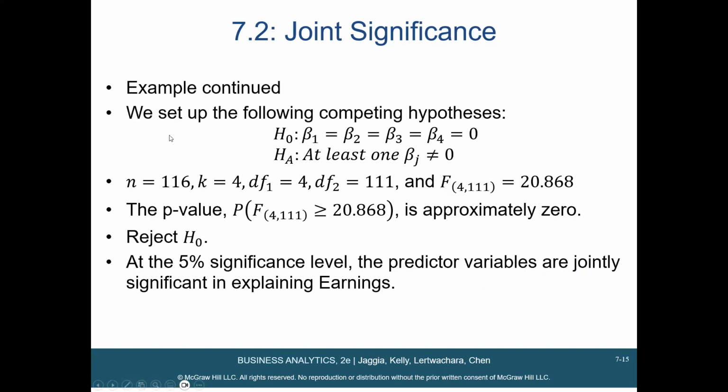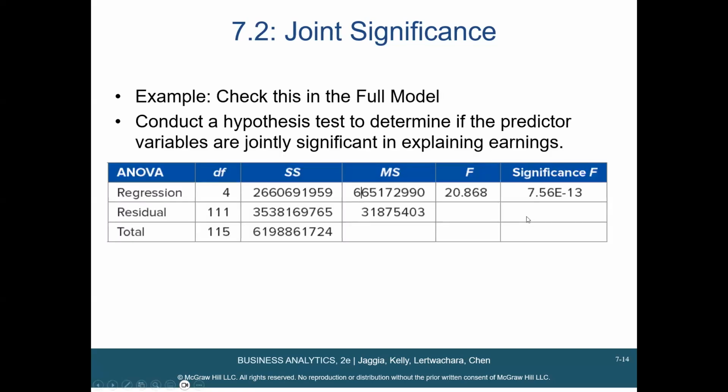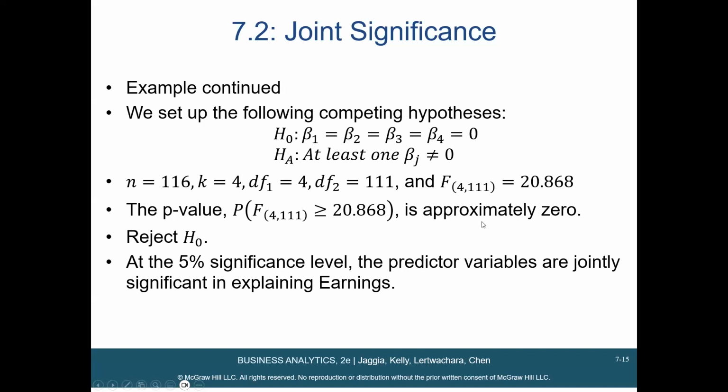All right. So if we set up the following competing hypotheses, and in our data, we had 116 records and 4 predictors, right? According to everything that I showed you on that last page, that ends up giving us an F of 20.868. And that p-value, which I just showed you, is like 12 zeros and then 756. So teeny tiny. So that's definitely smaller than an alpha of 5%.